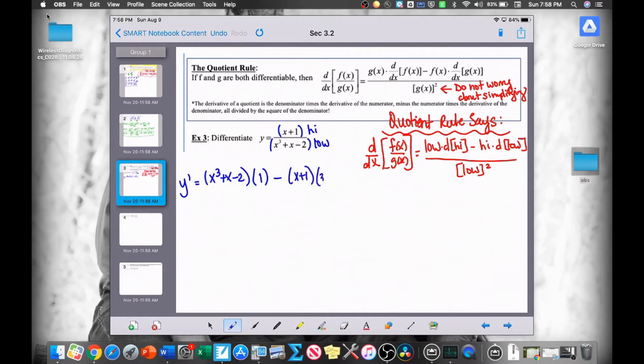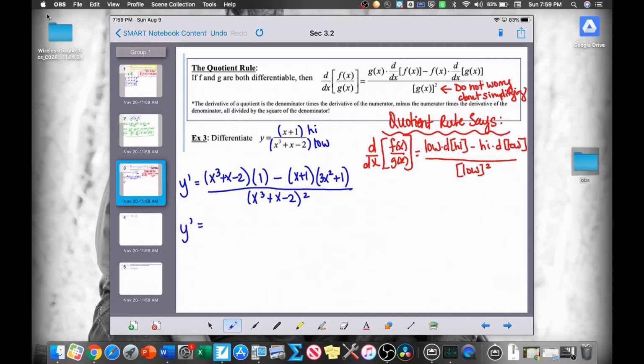Derivative of x cubed is 3x squared. Derivative of x is 1, and derivative of negative 2 is 0. So 3x squared plus 1. All over low, x cubed plus x minus 2 quantity squared. And again, we are not going to worry about simplifying that denominator. However, we are going to work on simplifying our numerator.